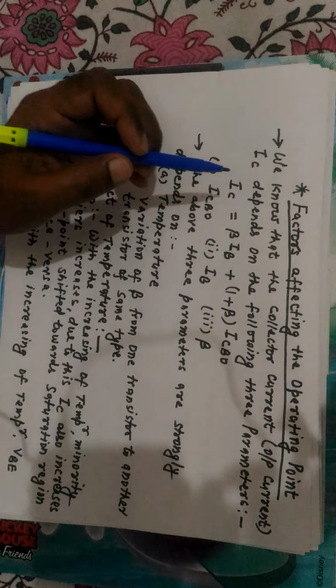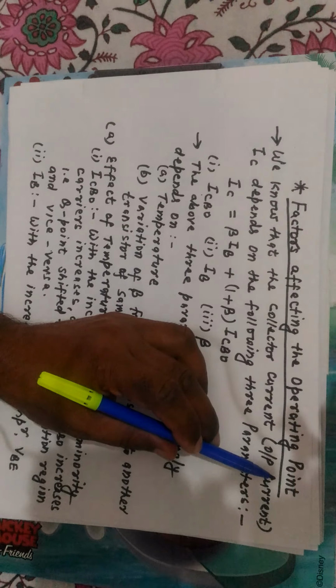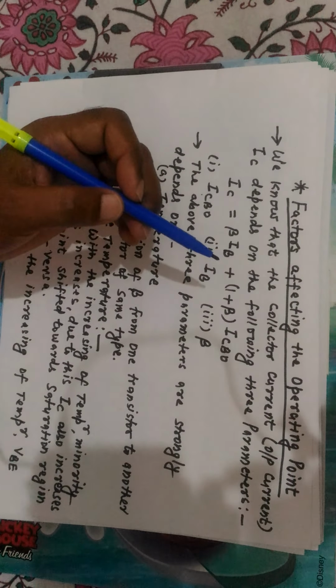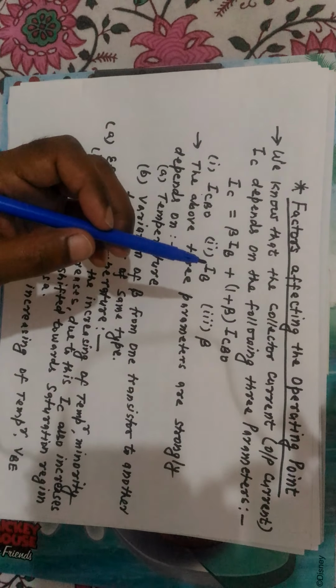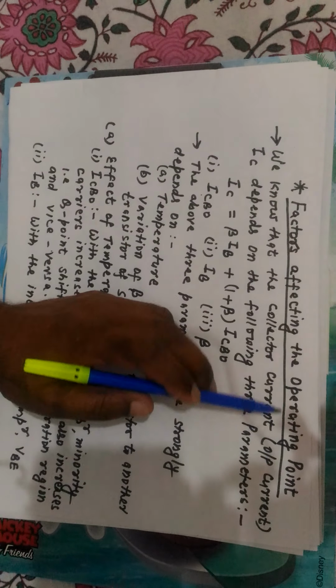Dear students, welcome again. Now the next topic is factors affecting the operating point. In the previous lecture, we discussed the DC load line and operating point. And the operating point is taken at the midpoint of the DC load line.